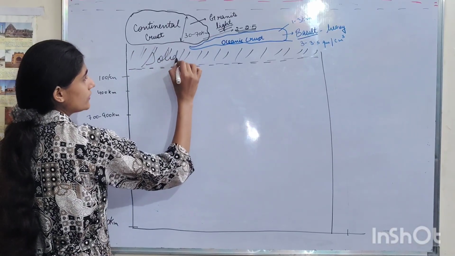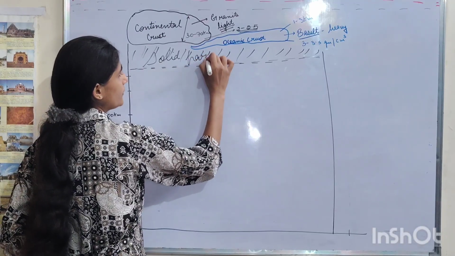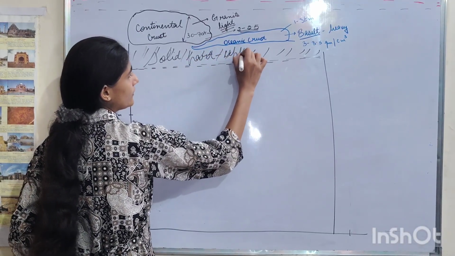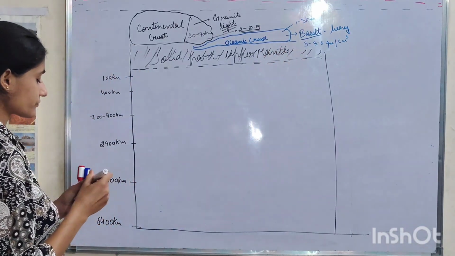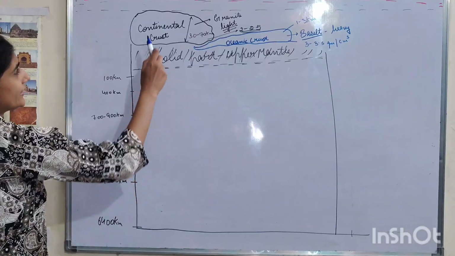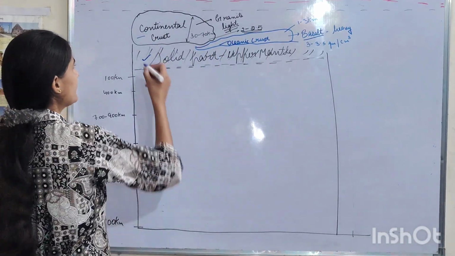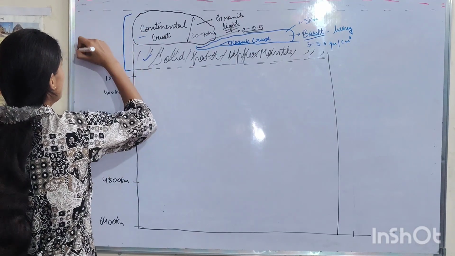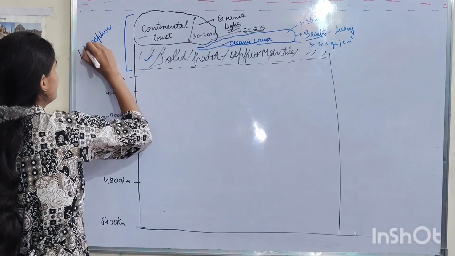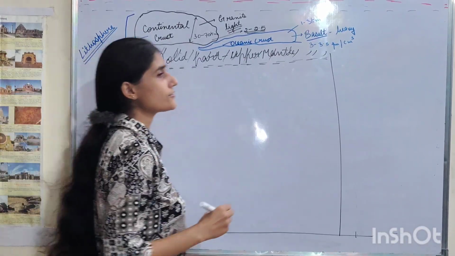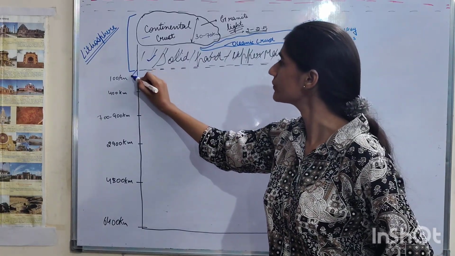And these three zones are known as lithosphere, solid part of the upper mantle. Okay, so continental crust, oceanic crust and solid part of the upper mantle is known as lithosphere. This is known as lithosphere. It ranges till 100 kilometers.